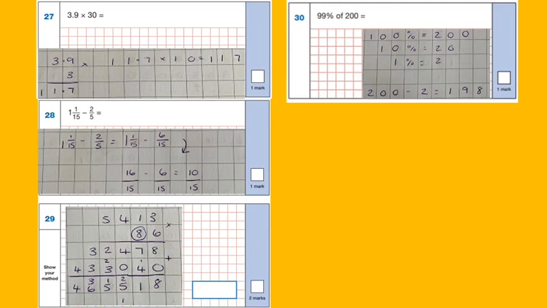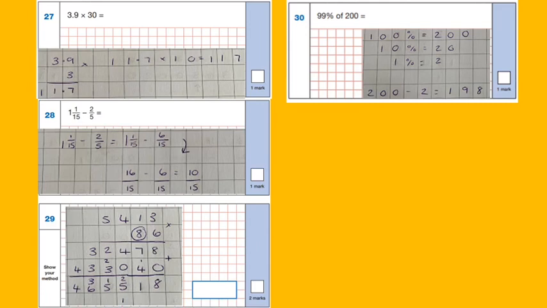Moving on to 29, this one is a nice easy one and you get 2 marks for it as well because it's multiplied by a 2-digit number. I always tell my children to circle the 10, so they've circled the 8 in there to remind them they'll have to use a 0 when they're timesing by that one. So the first thing I've done is multiplied 5,413 by 6, which gives you the first number underneath.